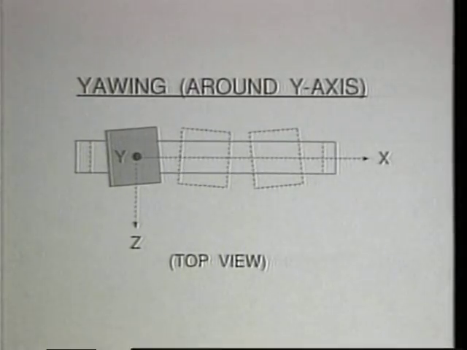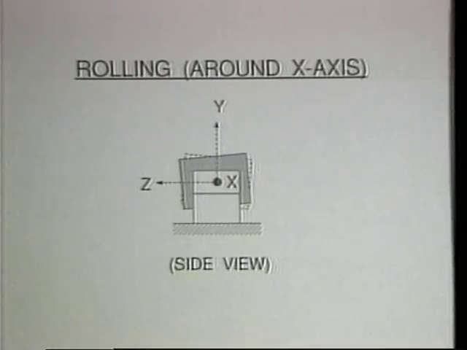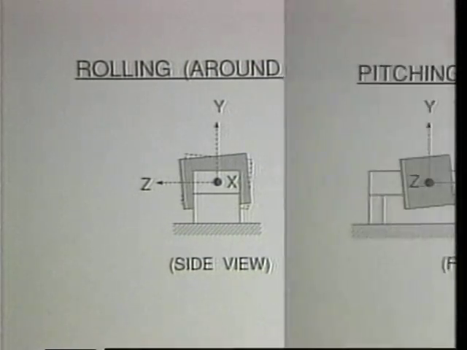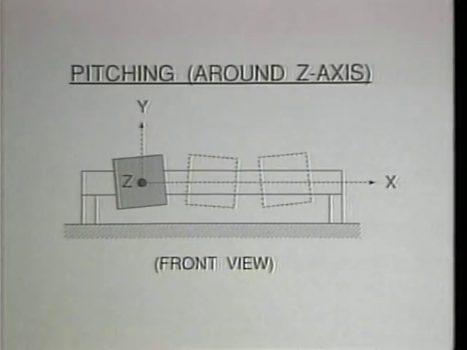For the orthogonal reference system shown, yawing of the x-axis carriage is defined as rotation of the carriage about the y-axis. Rolling of the x-axis carriage occurs when the carriage rotates about the x-axis. Pitching of the x-axis carriage is rotation of the carriage about the z-axis.